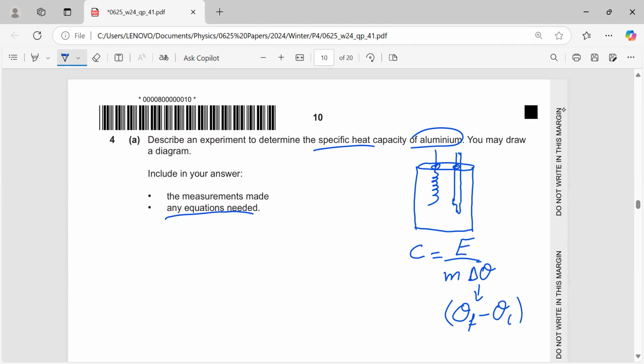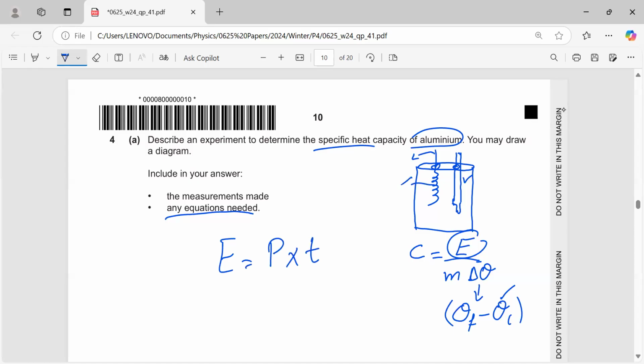Let's suppose we want to use a thermometer. You can write that before switching the electric immersion heater on, we should measure the initial temperature. Then you switch on the electric immersion heater for a known time frame, say 5 minutes. You can use the stopwatch to measure the time interval, because to calculate E, we need power and time.